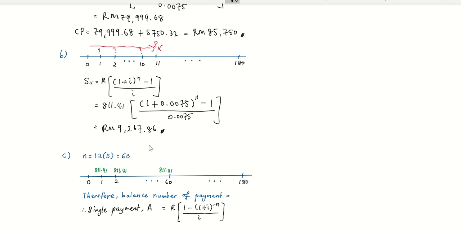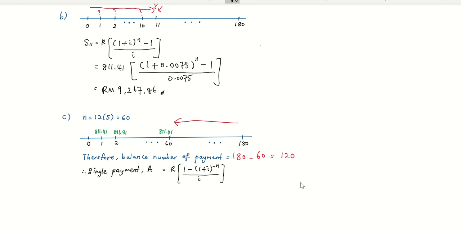After 5 years, meaning that he has already paid 60 payments, because 12 months times 5 years is 60 months. Now at the 60th month he wants to settle the loan. So first you have to find the number of payments he still has to pay, which is 180 minus 60. So the number of payments yet to be settled is 120. We substitute this n into the present value formula.